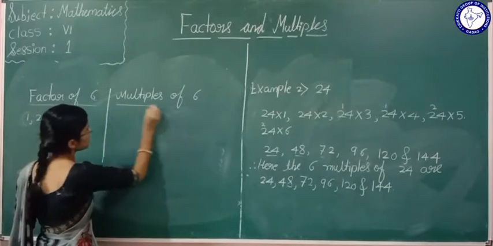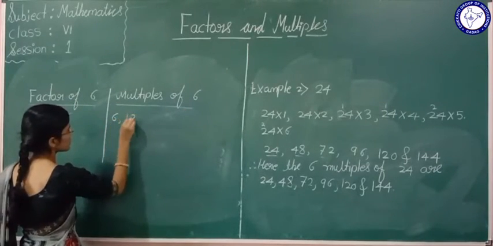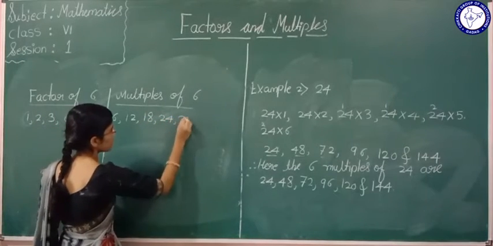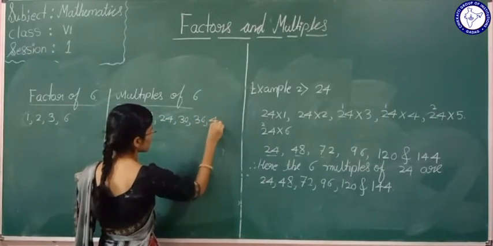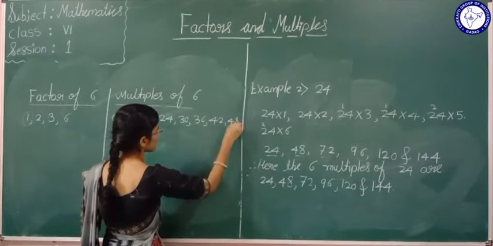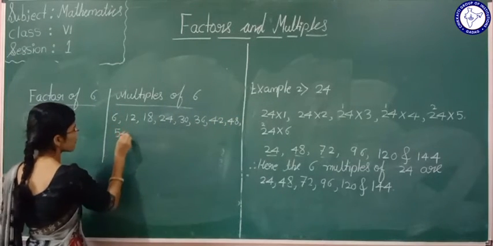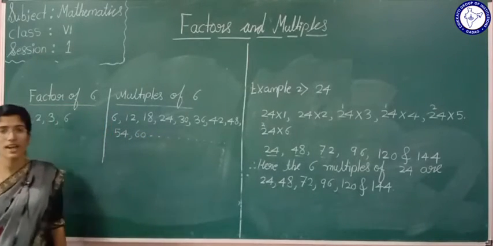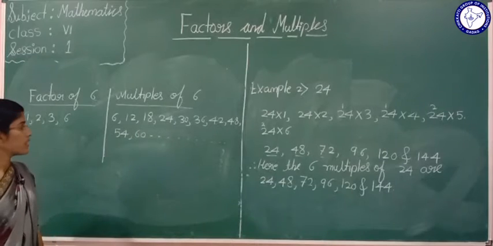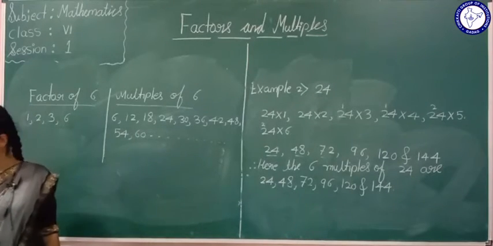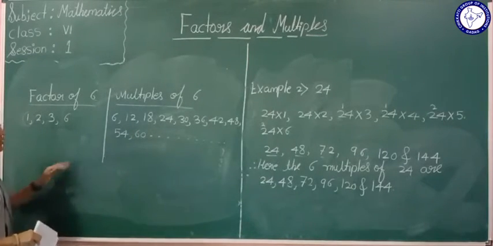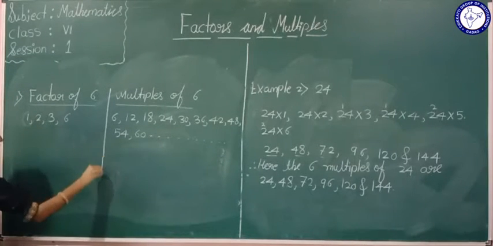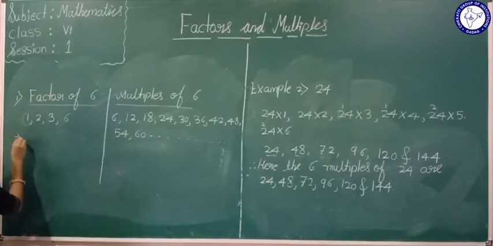So what are the multiples of 6? 6, 12, 18, 24, 30, 36, 42, 48, 54, 60, and so on. It will go on continuing; it won't end. Now from this we are going to observe something. Better we will take one more example here.